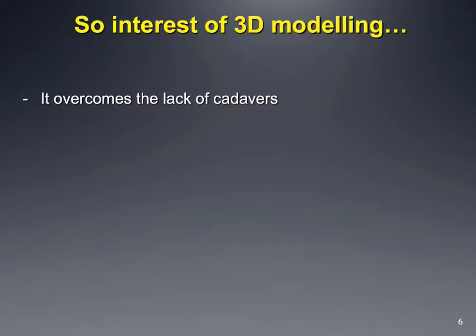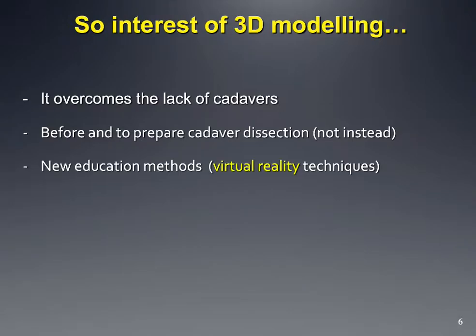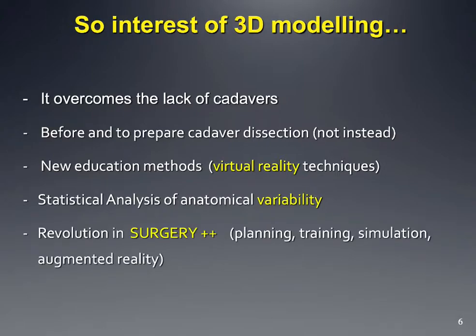This is a reason why 3D modeling is a very nice tool. It overcomes the lack of cadavers. It is also used to prepare before cadaver dissection, but not instead. And this uses virtual reality techniques, which are new educational methods. It is also possible to have a statistical analysis of the anatomical variability, which we call computational anatomy. And this is participating in the revolution of surgery, of course. All these tools can be used for planning, training, simulation, and also the technique of augmented reality.